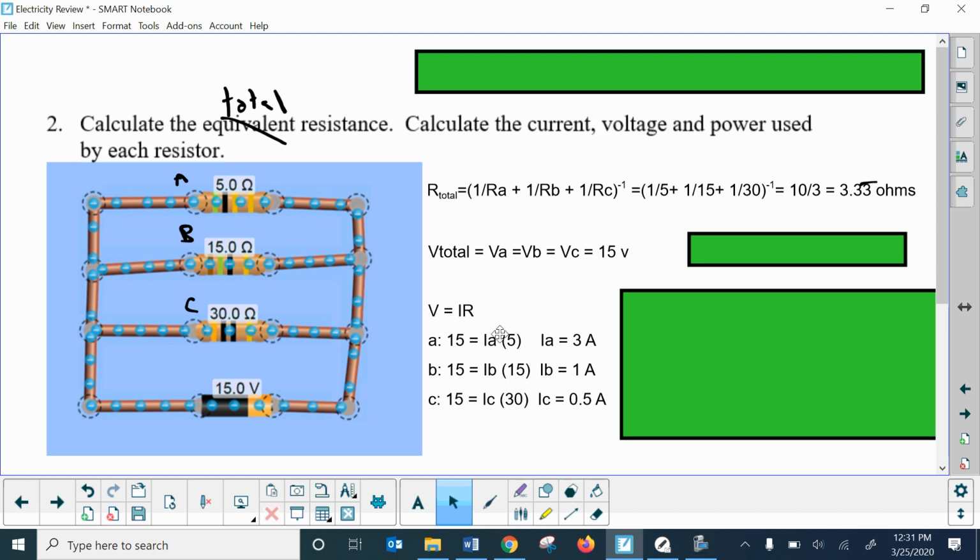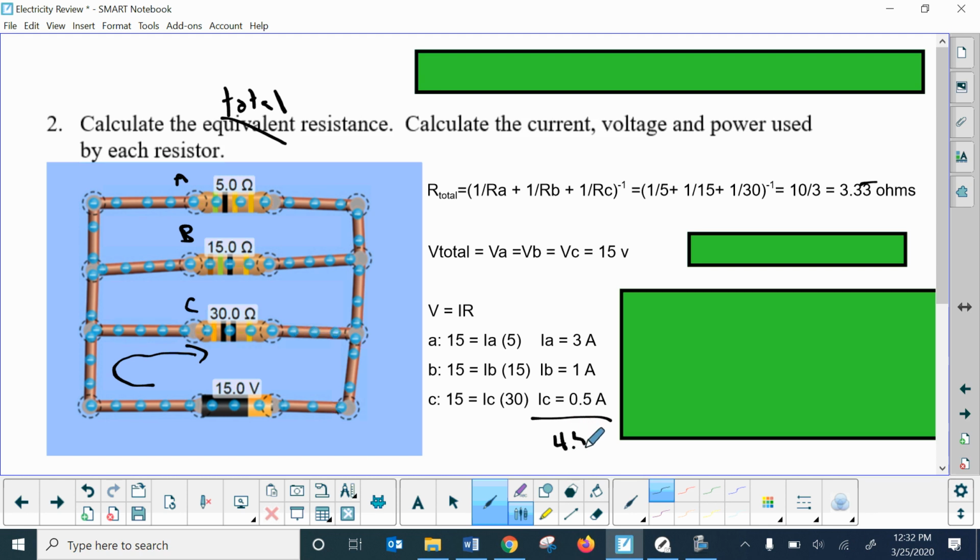So 15 divided by 5 will get you IA, which is 3. 15 divided by 15 will get you 1 amp, which is IB. And then for IC, it'd be 15 divided by 30, which is 0.5. Also, this makes sense that less current is going to go through the resistor that is larger, and more current is going to go through the resistor that is smaller, and that follows the rule that we talked about. If you wanted to find the total current, you would just add these up, so that's 4.5.